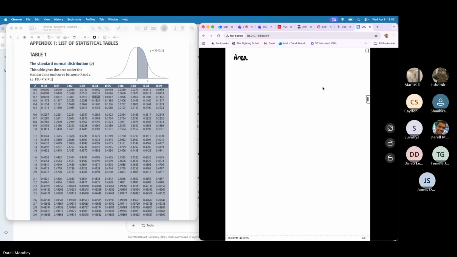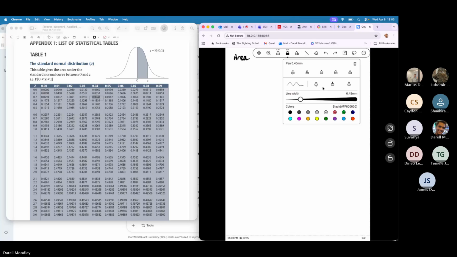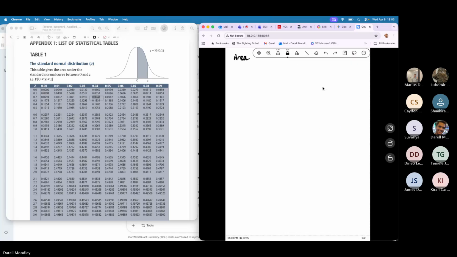Oops. Let me just change the size of the text. That'll be better. All right. So I want the area of Z between 0 and 1.6.